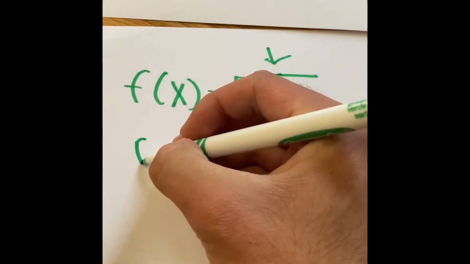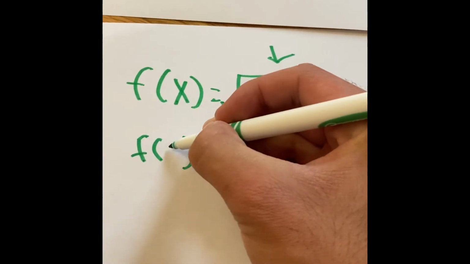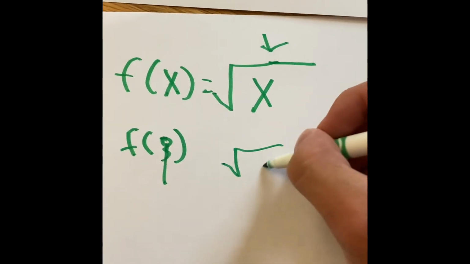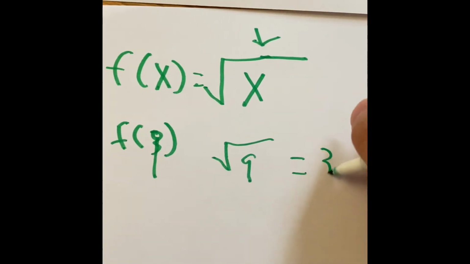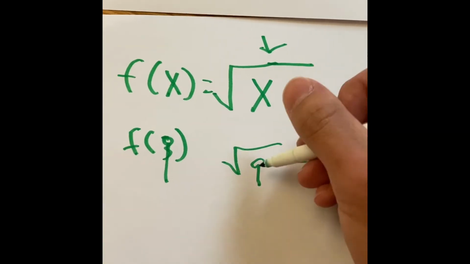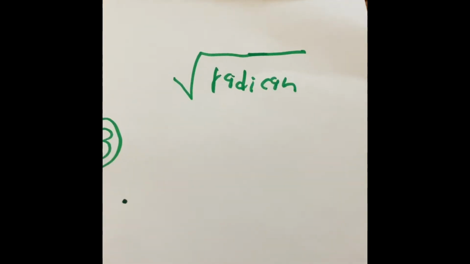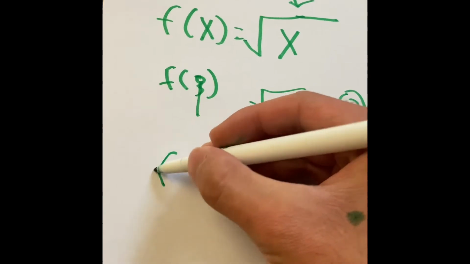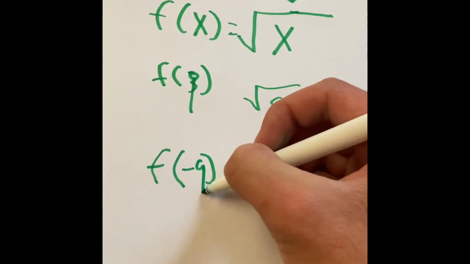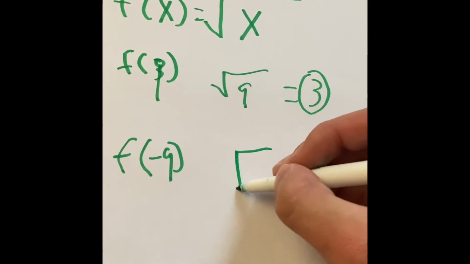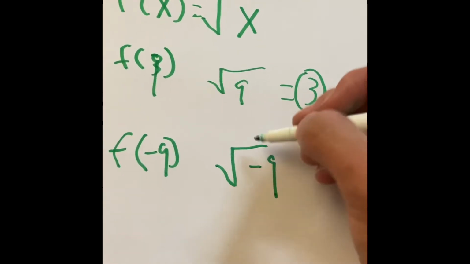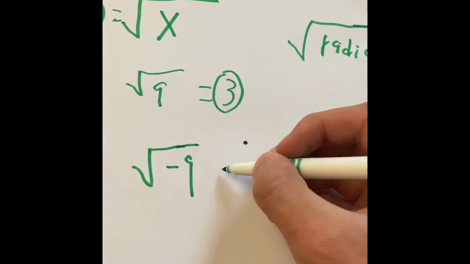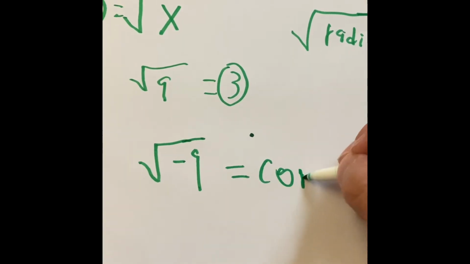What if x was 9? The square root of 9 is going to equal 3. So that tells you that 9 is the radicand, and this is going to work. But what happens if our x is negative 9? You can't really find the square root of that. And when that shows up, that is going to be called a complex number.